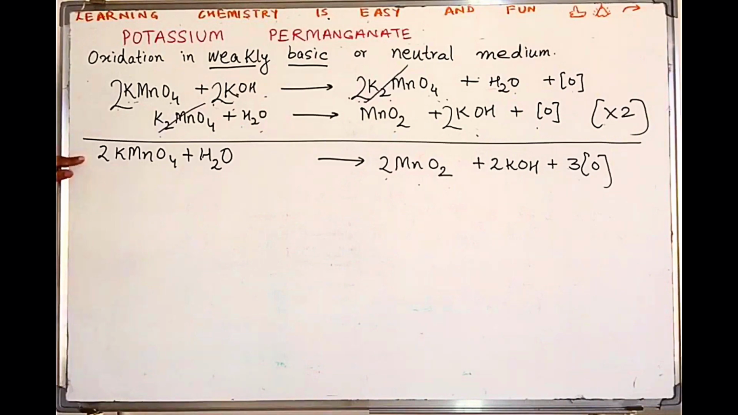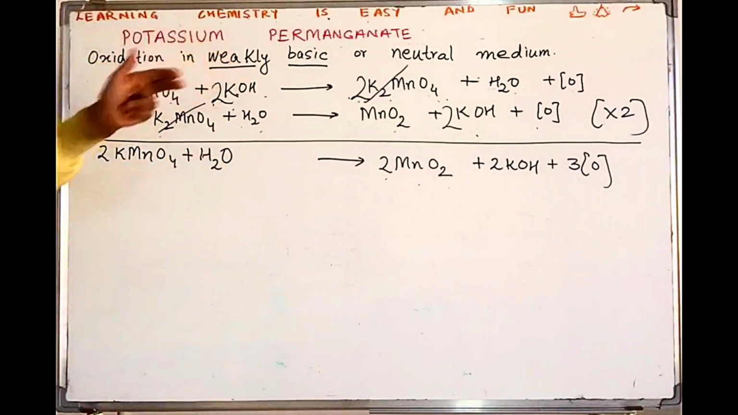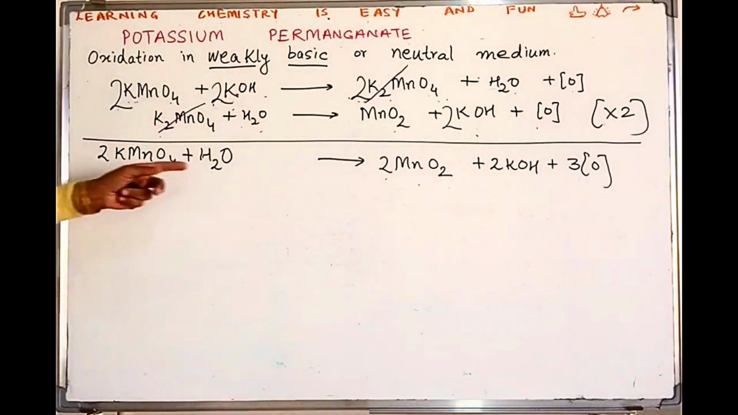So that makes our task easy, right? Because this is the partial equation which I am going to use whether the solution is weakly basic or neutral, because it is the same as in the water. So we did iodides to iodate. So let me write the second equation over here for this.